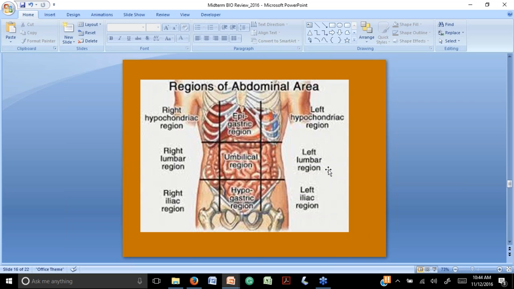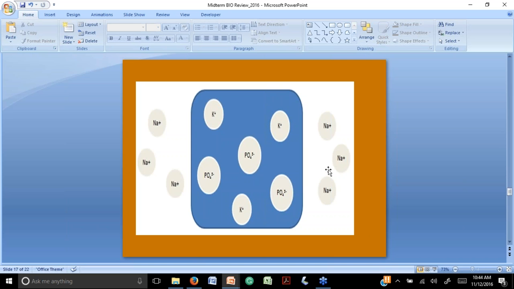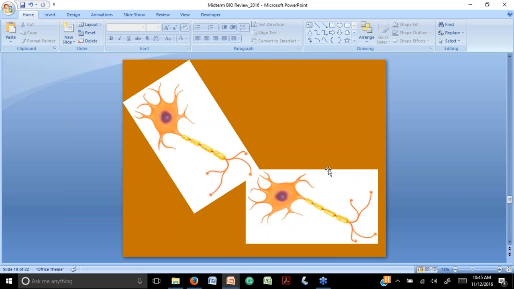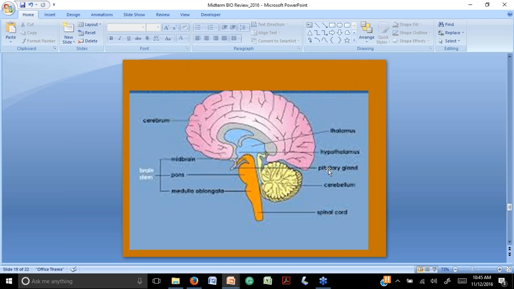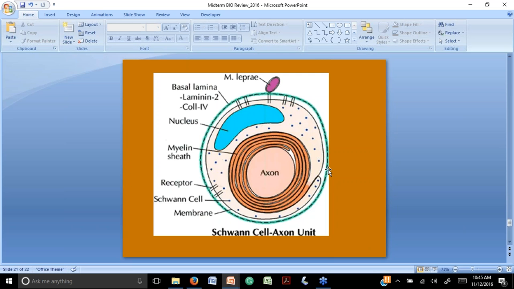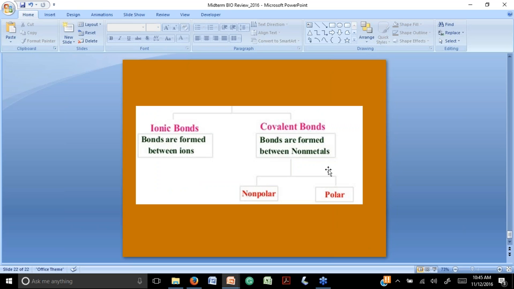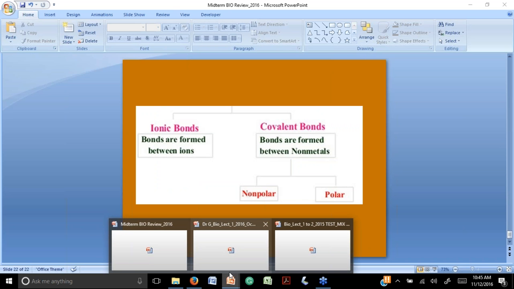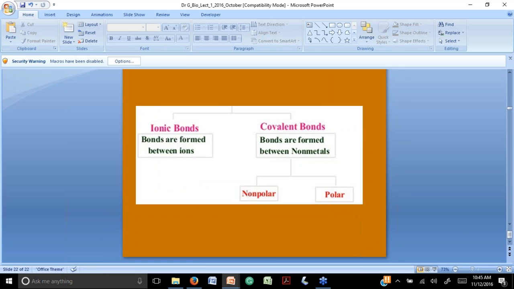We would like to talk about the regions of the abdominal area. We are going to talk about the anions and cations, intra and extracellular. We are going to talk about the nervous system and its components. And we have the bones that are going to be ionic and covalent. So let's start. This was just the introduction of what we are going to see today.